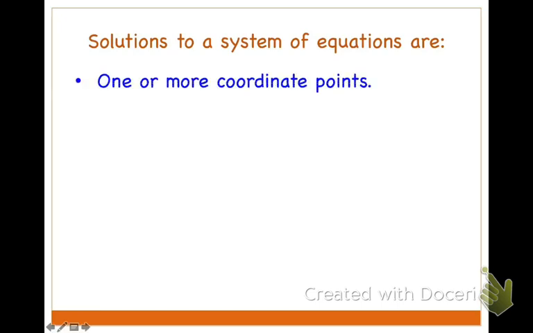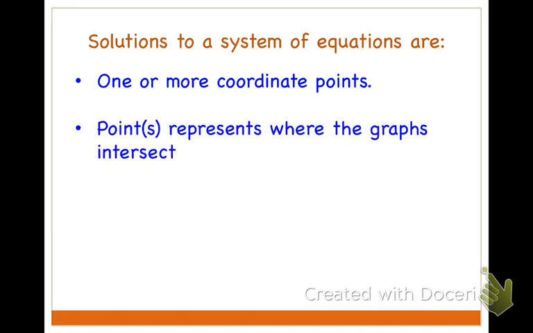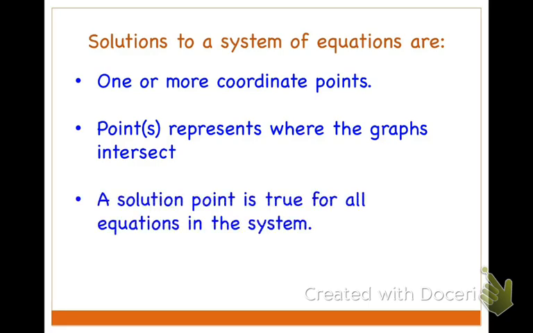Solutions to a system of equations are typically thought of as coordinate points. So either one or more coordinate points, depending on what sort of system we have, and those are where the two lines, or the two graphs, or the planes intersect. And that one point of intersection needs to be true for all the equations. So if I'm looking at two lines here and here, this point where they intersect would be my solution. We typically write solutions to our systems as coordinate points, so (1, 5) or (3, 6).